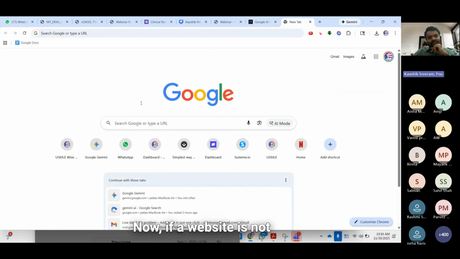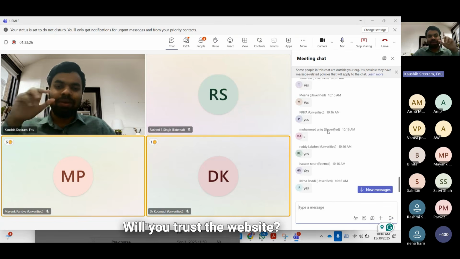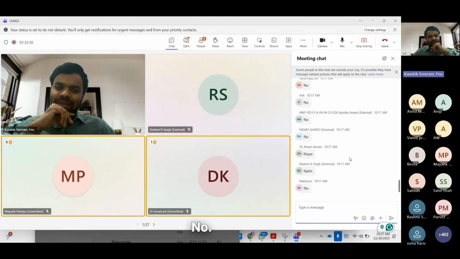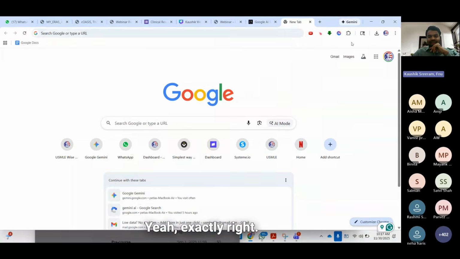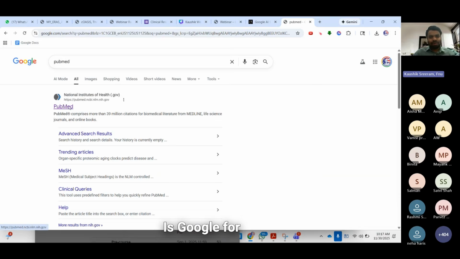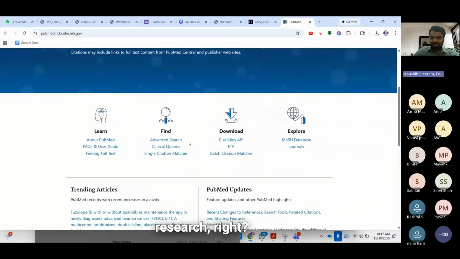Now, if a website is not there on Google, are you going to trust the website? Yes or no? The website doesn't show up on Google. Will you trust the website? Yes or no? Correct. No. Yeah, exactly. Right. So the same way is Google for research, right?